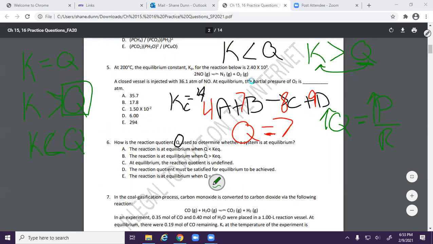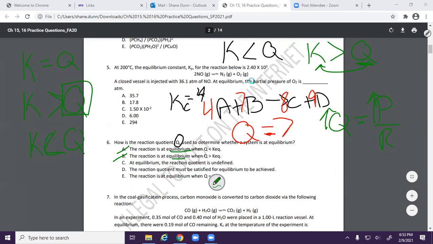Okay, so if your K value is bigger than Q, you make more products. If your Q value is bigger than K, you make more reactants. Does that make sense? I may be saying that wrong, but yep, because they're not at equilibrium. At equilibrium, they are equal to each other.